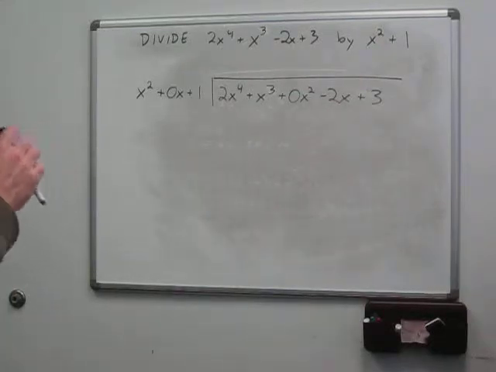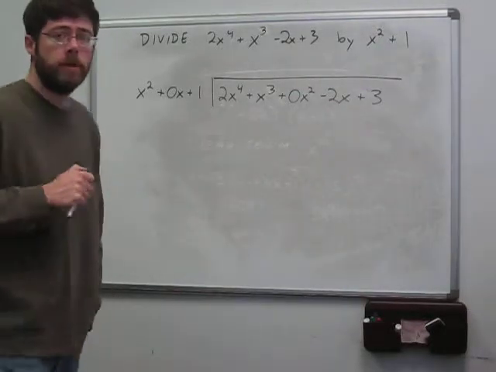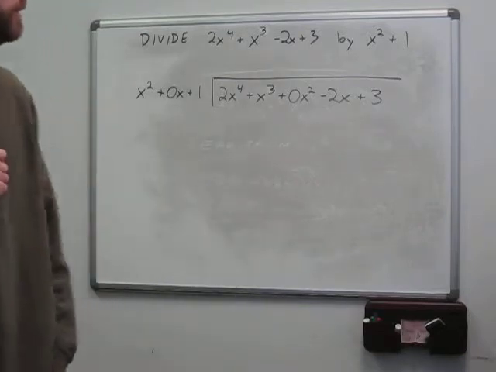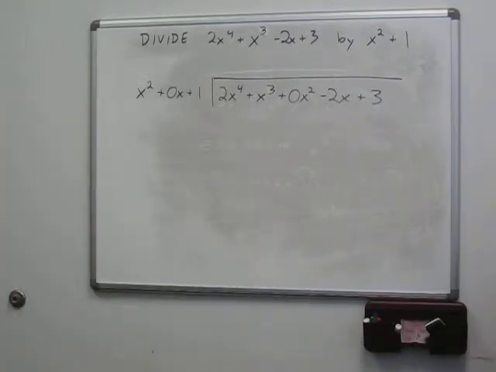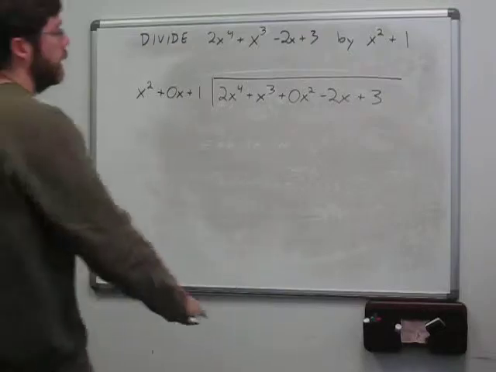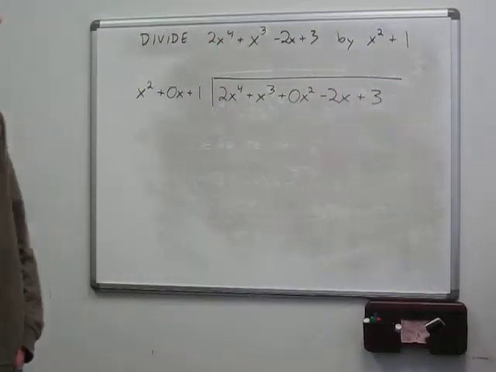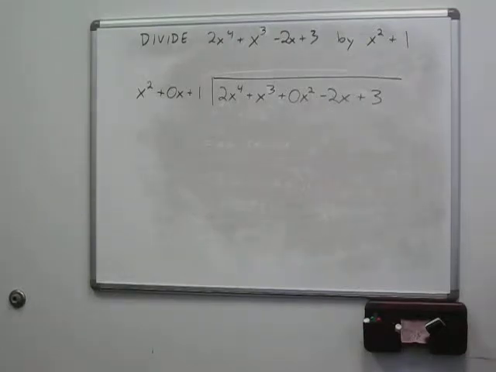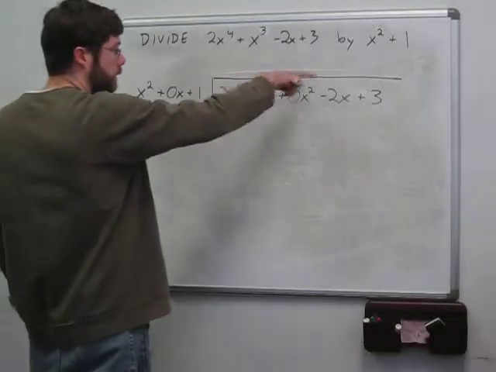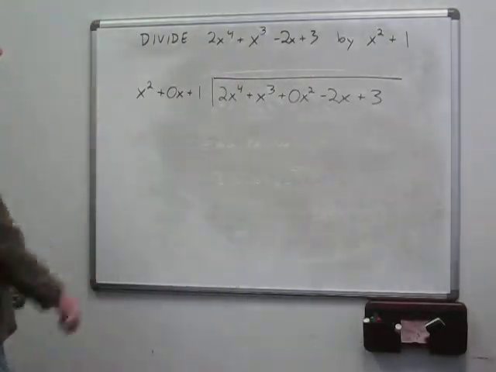In this video, we want to divide one polynomial by a polynomial of a lesser degree. Since we are dividing by a quadratic polynomial, we are forced to use long division. As you see, I've already set up our algorithm, putting the dividend under the bar and our divisor on the outside.